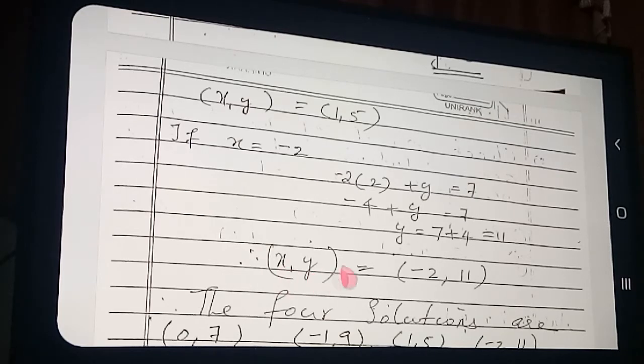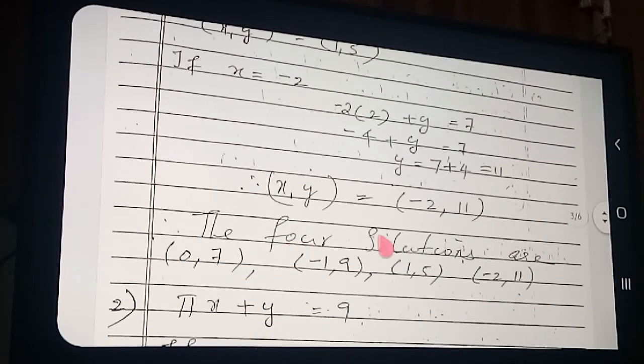So you got the fourth solution also. So what is (x, y)? (x, y) is equal to the first x coordinate minus 2 and then the y coordinate 11. Therefore (x, y) is equal to (-2, 11), the fourth solution. So what have we written here? Therefore the four solutions are, all the solutions, write once more. Okay, clear? All the solutions we have written now. Let's copy it.